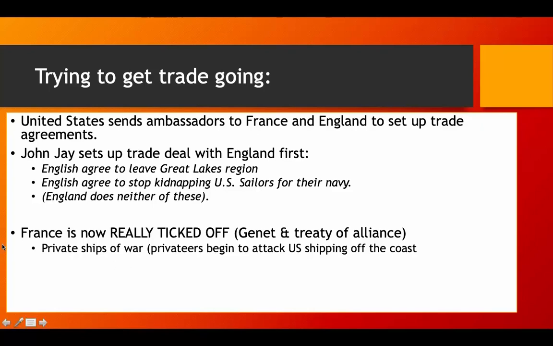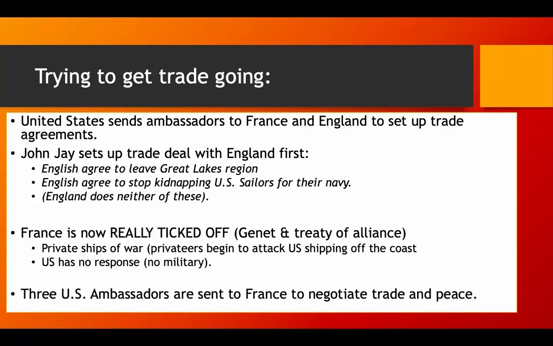This is a very well, long planned out series of insults. So private ships of war, not the actual navy of France, but private ships of war, are going out to actually attack American merchant ships. This is not a declared war, so we call it the Quasi-War. Let's move on. The United States can't do anything about it. We have no military. So we do finally send ambassadors. Only after this happens do we finally send ambassadors to France.